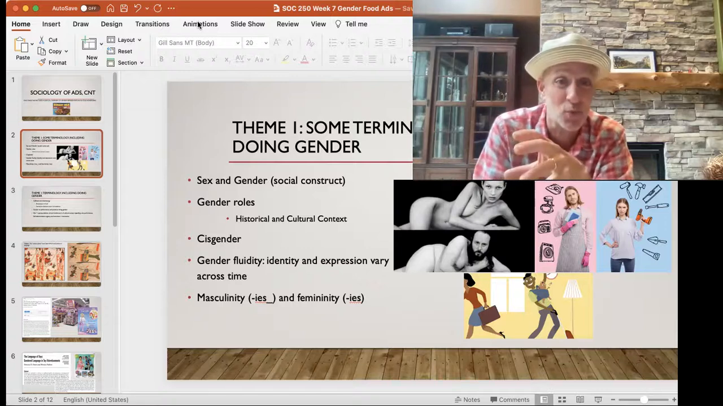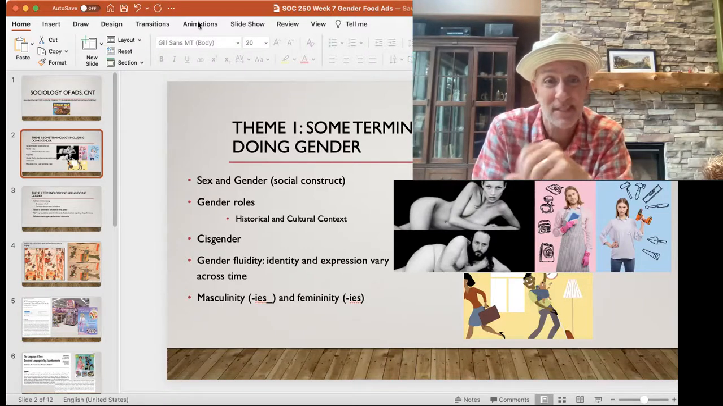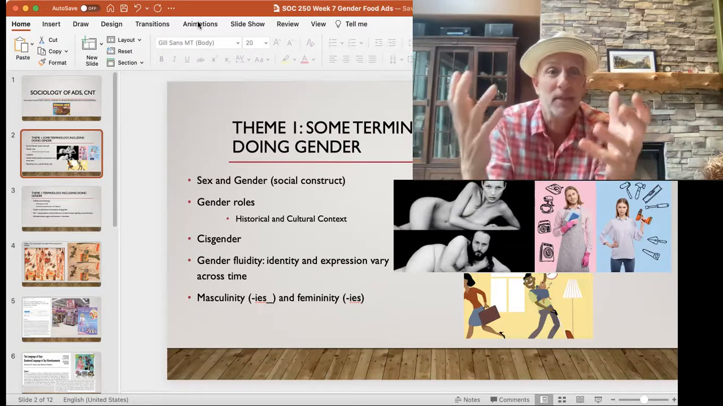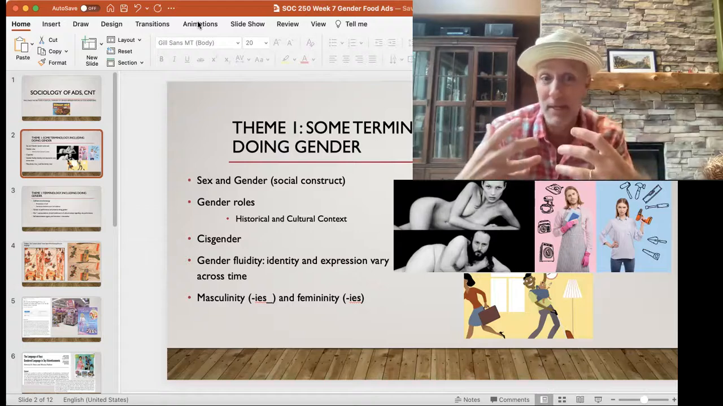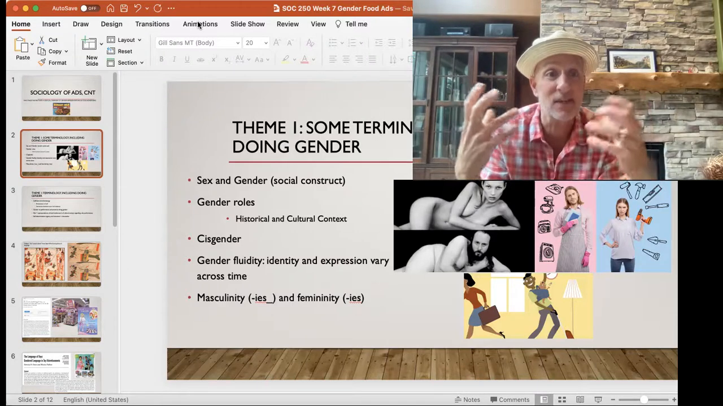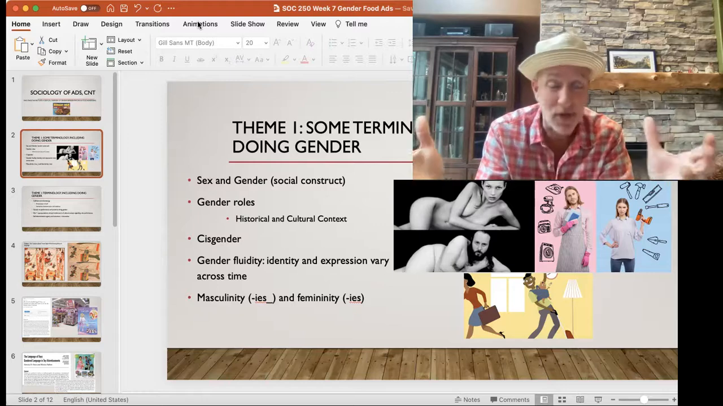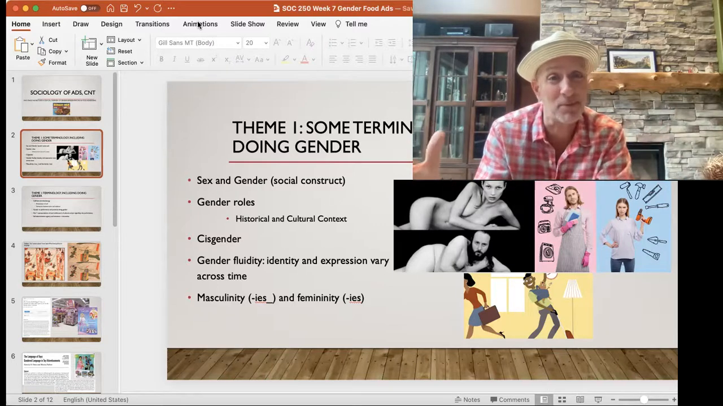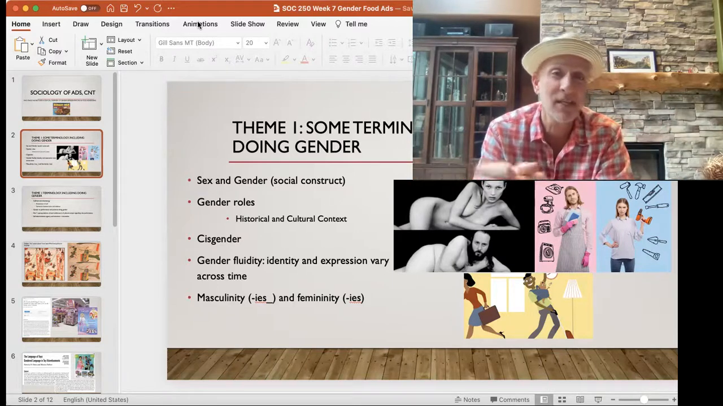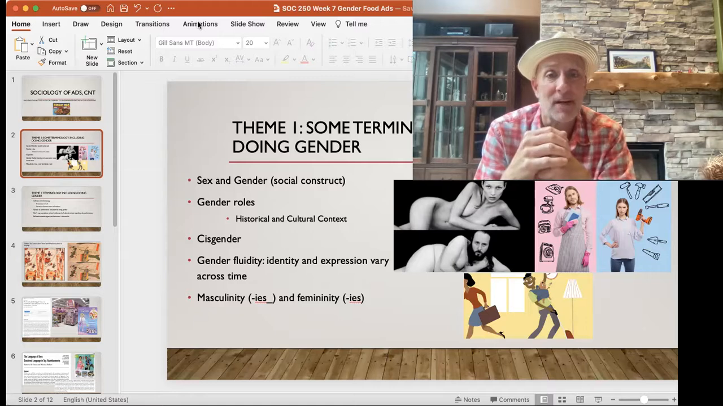Ideas of gender are situated in culture and time and place. So, what does it mean to be male, to be female? What are those ideas? Those ideas are coming from social and cultural forces. They're variable across time and place. They're not determined by who we are essentially, but rather shaped by environment and context.